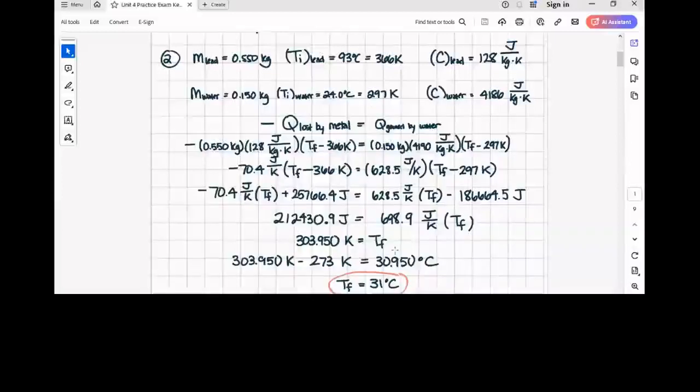Solving for T final gives me a temperature that falls in between the initial temperatures of the lead and the water. If you think about that, it makes sense because those two systems are going to meet somewhere at some equilibrium temperature. So it wouldn't make sense if the water ended up colder than its initial temperature or if the lead ended up hotter than its initial temperature. In Kelvin, this works out to 303.950. To convert that into Celsius, that is something that would round to 31 degrees Celsius when sig figs are applied.